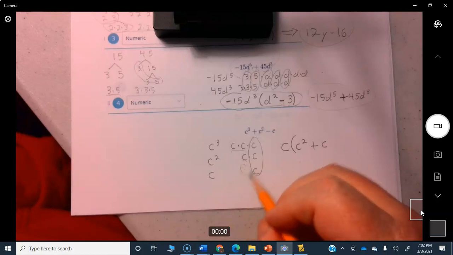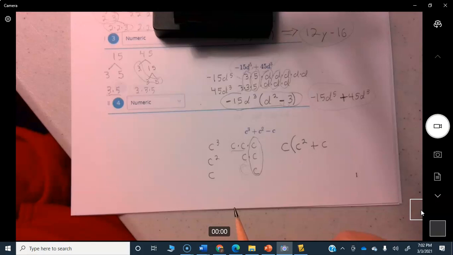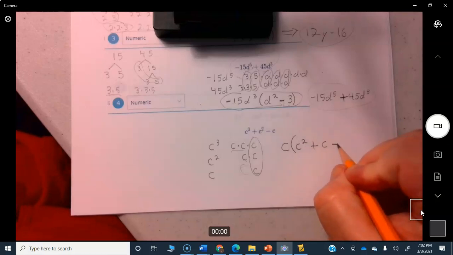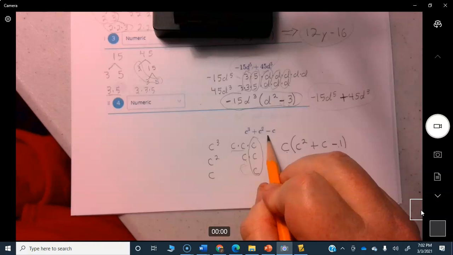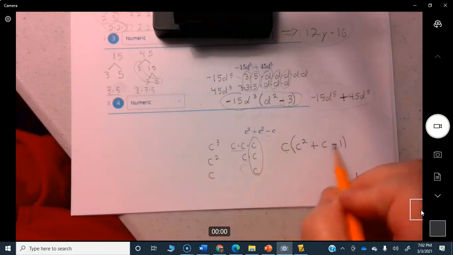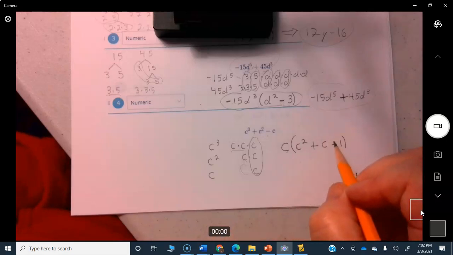And this one doesn't have anything that's not circled. So what's that last term going to be? Sometimes students get fooled and they say, oh, it's got to be 0. There's nothing there. It's 0. No, it's going to be a negative 1. Why? Because c times negative 1 gives you negative c. If you had a 0 there, it would be c times 0, and there would be no term there. So c times negative 1 is negative c.